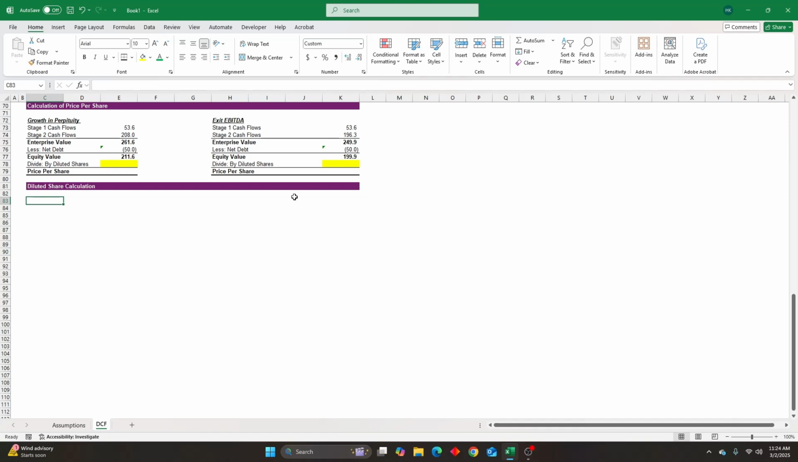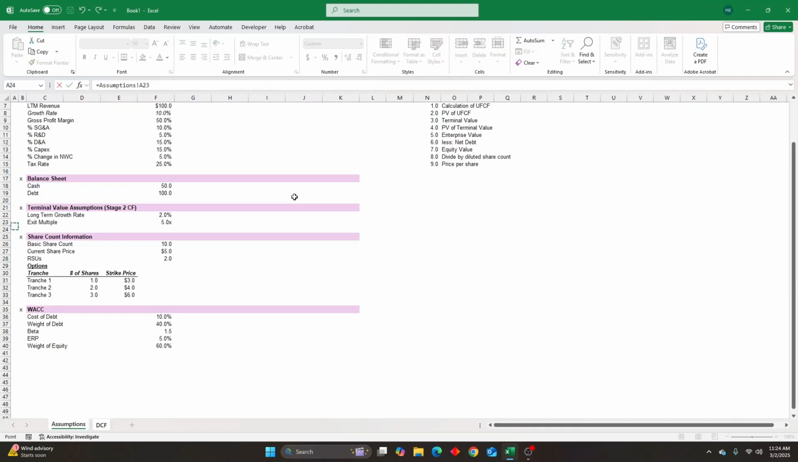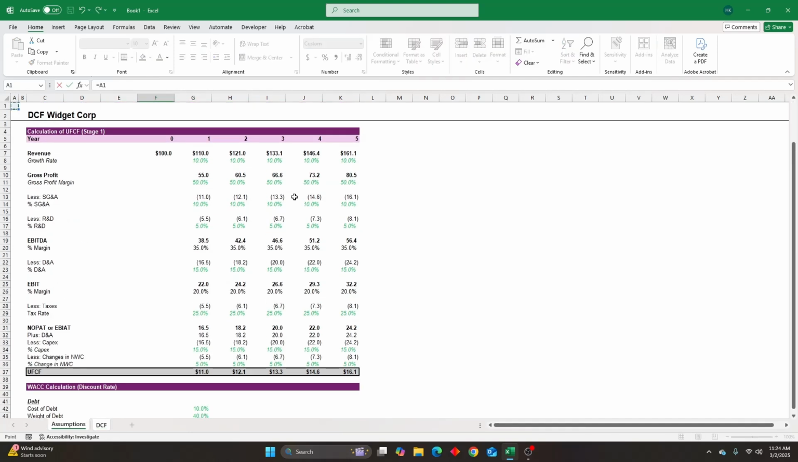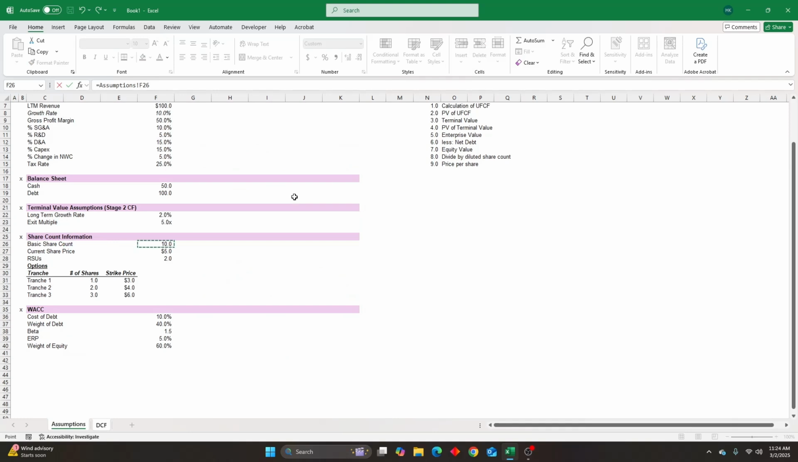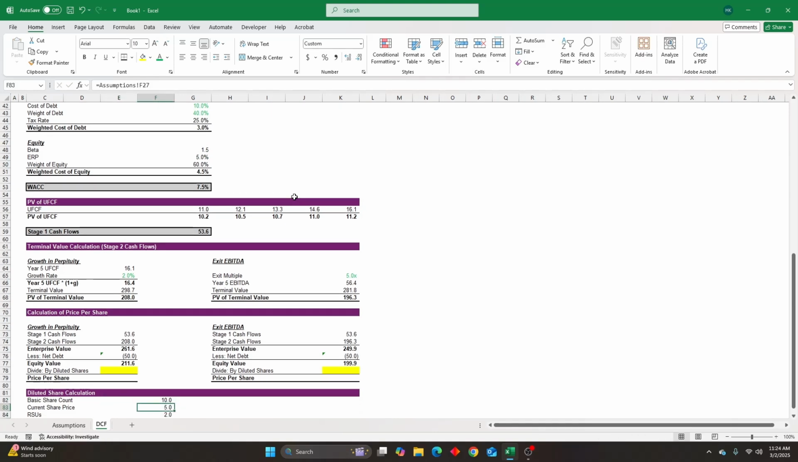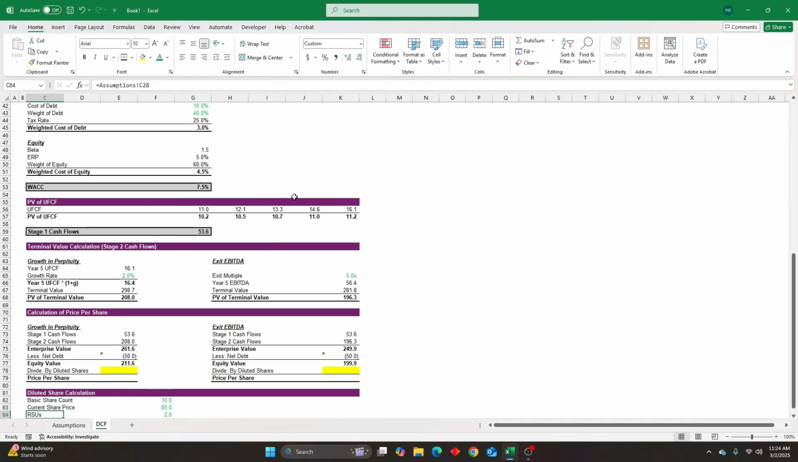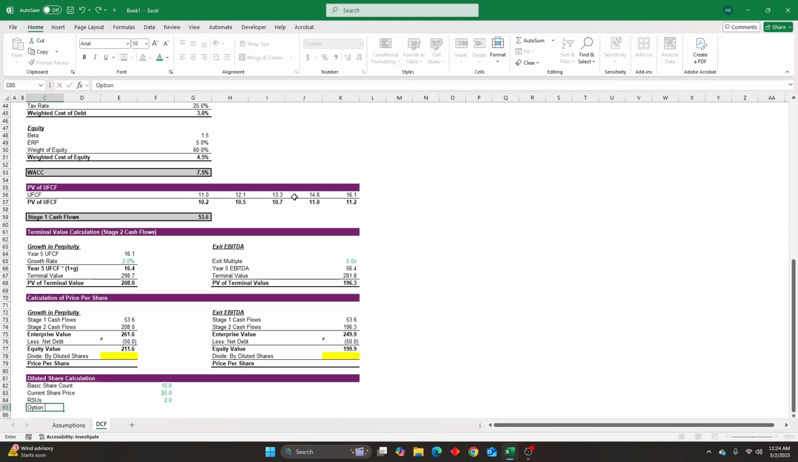So the things that we know, we're going to link back to our other one, is we have our basic share count, our current share price, and our RSUs, which I'll link to right here. Here we go. And I'll also make these all in grid. And then we also have this option information.